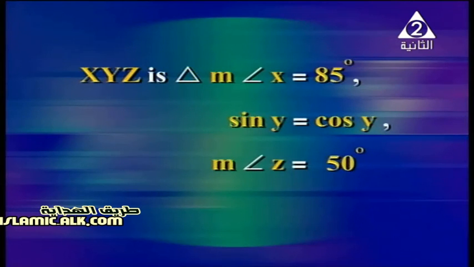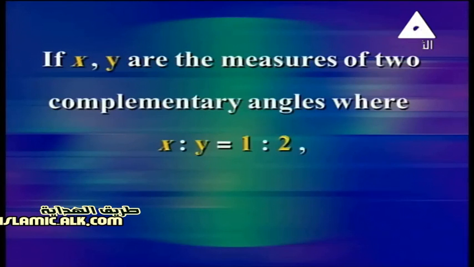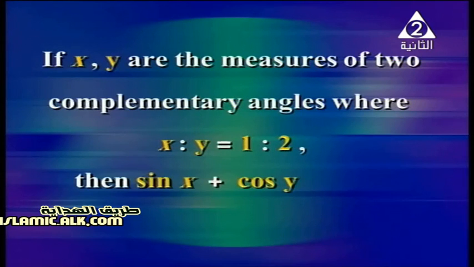Another example, if x and y are the measures of two complementary angles, where x ratio y equals 1:2, then sine x plus cosine y equals what? First of all, you are going to look carefully at the problem. You are going to notice that the word complementary means what? Do you remember? Yes, complementary means that their sum will be 90 degrees.